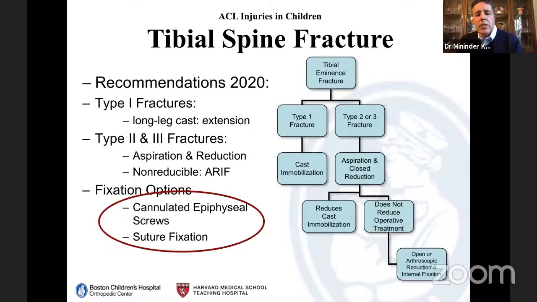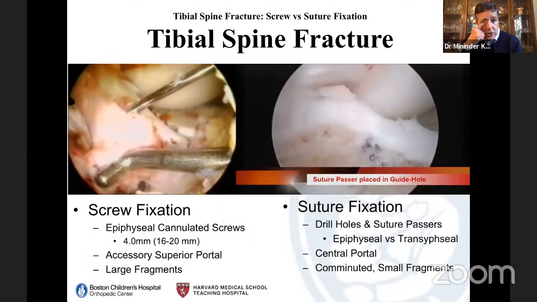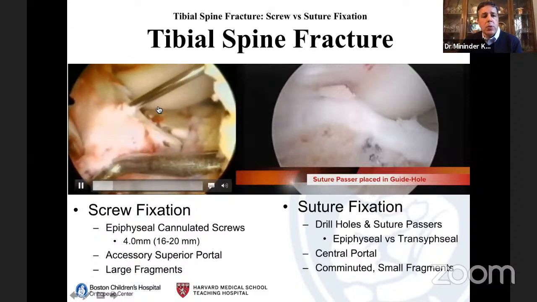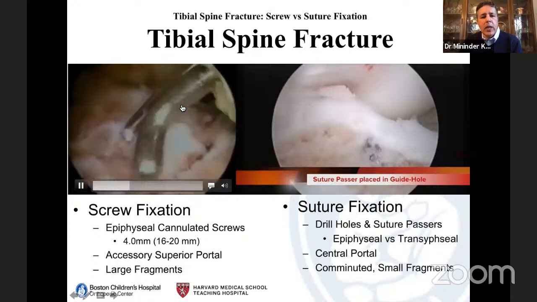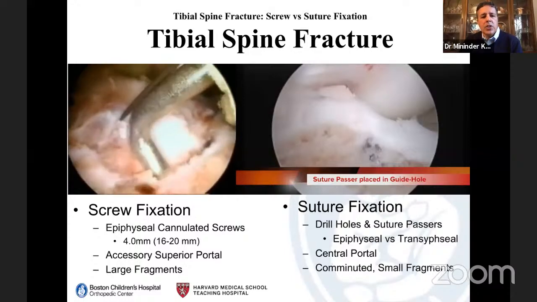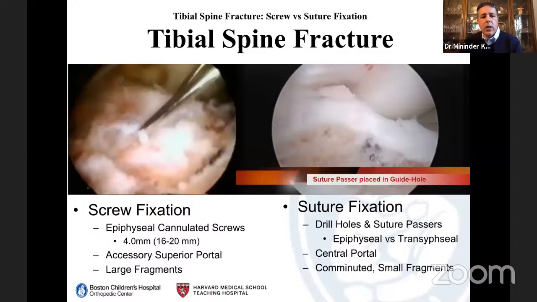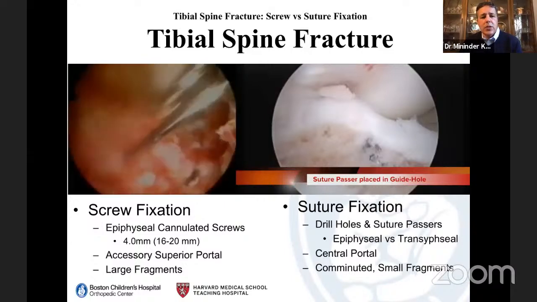When you get to that, the fixation options really center on cannulated epiphyseal screws versus suture fixation. This is a video on the left showing cannulated screw fixation. So we're using an accessory superomedial or superolateral portal. These are guide wires for the 4.0 millimeter cannulated screws. We're now checking our reduction anteriorly, medially, and laterally to make sure we have anatomic reduction. We also check this with X-ray fluoroscopy during surgery.